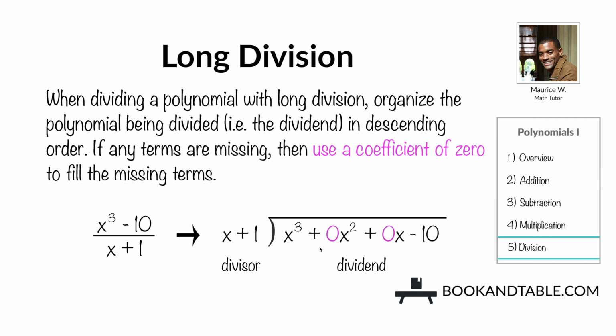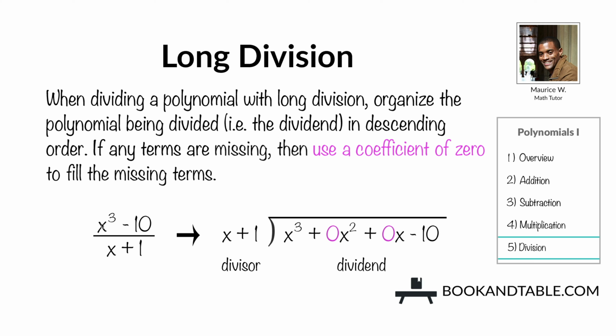When dividing a polynomial with long division, organize the polynomial being divided, i.e. the dividend, in descending order. And if any terms are missing, then use a coefficient of 0 to fill the missing terms. So what does all of that mean? Let's say you were dividing x cubed minus 10 by x plus 1.